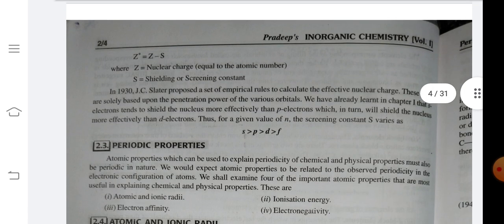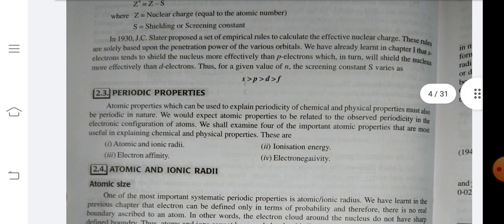In 1930, J.C. Slater proposed a set of empirical rules to calculate the effective nuclear charge. These rules are solely based upon the penetration power of the various orbitals. We have already learned in chapter 1 that S electrons tend to shield the nucleus more effectively than P electrons, which in turn shield the nucleus more effectively than D electrons. Thus, for a given value of n, the screening constant varies as S greater than P greater than D greater than F.